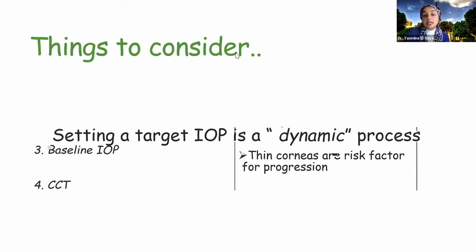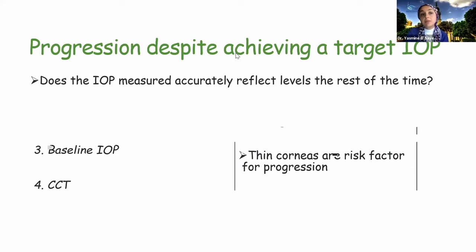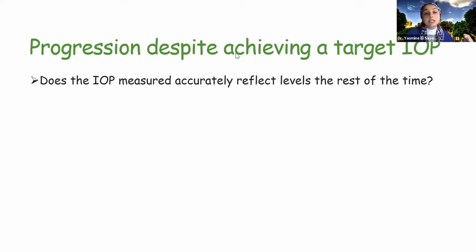It is important, as we said, to remember that target pressure setting is a dynamic process and it will keep on changing as you continue to monitor your patient over a longer time. So you may choose to opt for a higher target if you've noticed that over, let's say, a whole decade, there was no deterioration, the patient is getting older, you may allow a higher target.